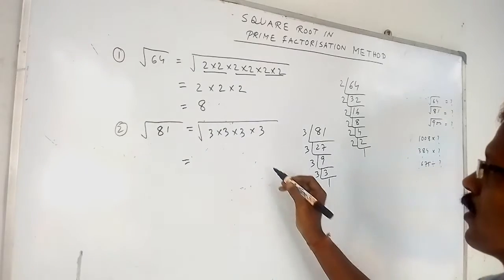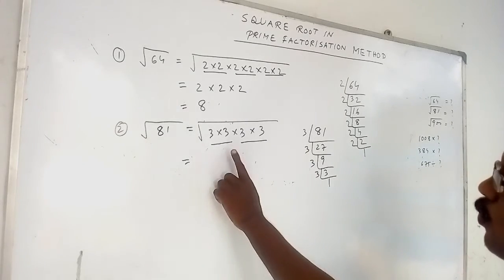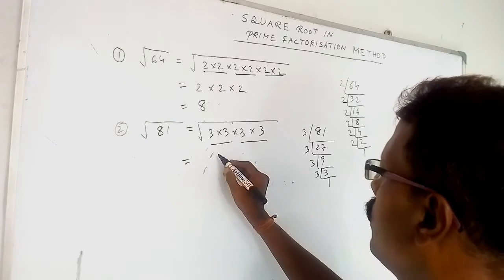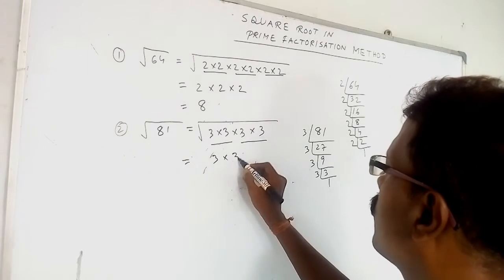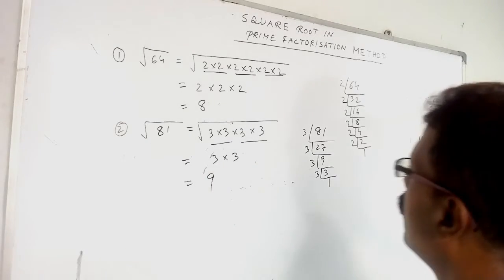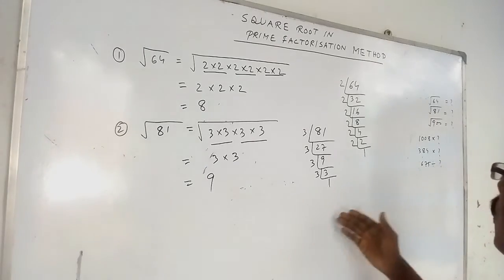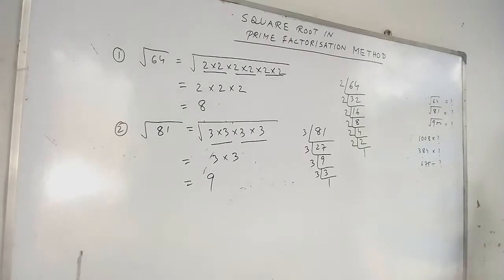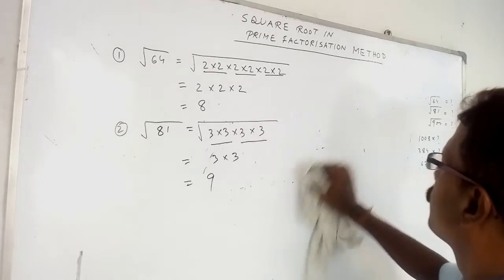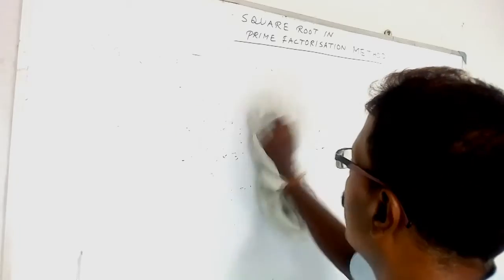So make pairs. This is one pair, this is another pair, and you have to write one 3 for this pair of 3s, and another 3 for this pair of 3s. Therefore your answer is 3 threes are 9. So this is the process, a very easy process. Now our next sum is 900. The first and second sums are complete.